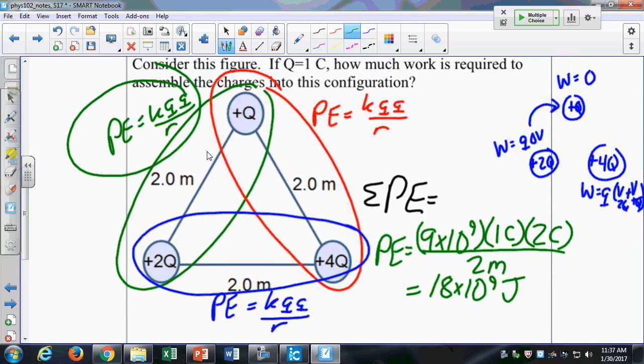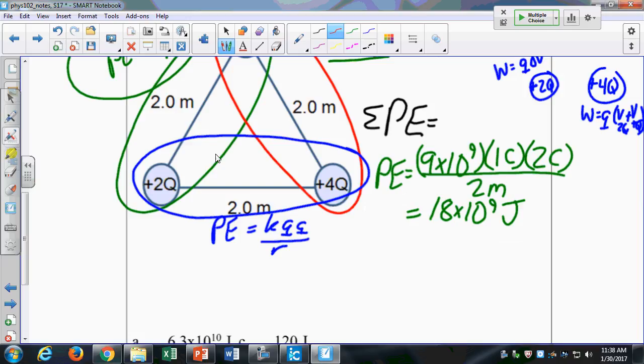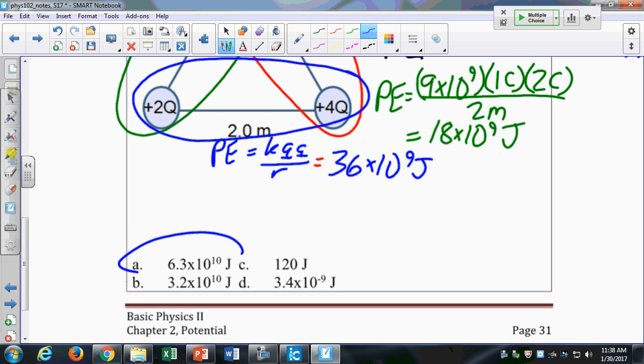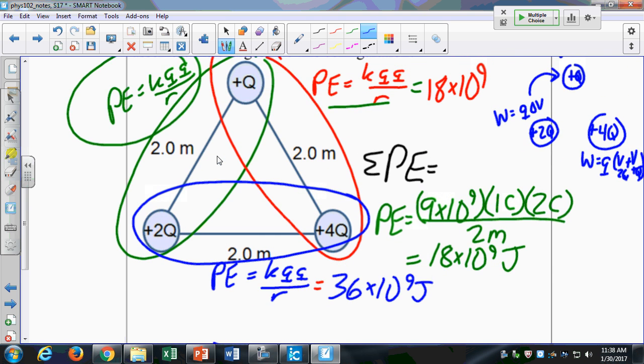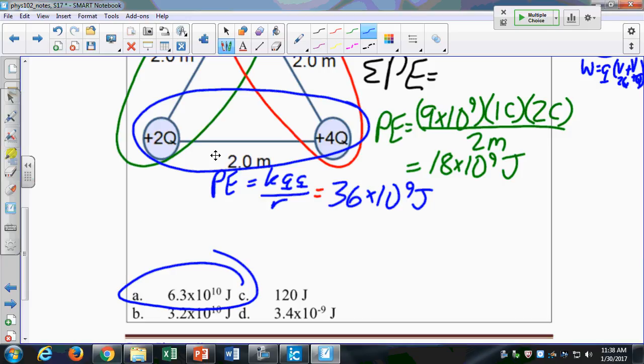Then you do the others. For the red, does anybody know what the red was? 1.8 times 10 to the 10th. So that's 18 times 10 to the 9th. And then the blue was 36. Then you add them all up, and you get 6.3, right? Isn't that what y'all put? Yeah, that looks right. 6.3 times 10 to the 10th. What'd y'all get on that?